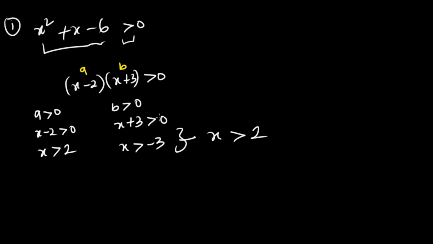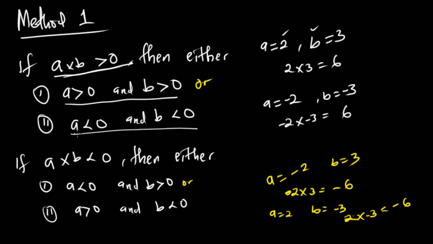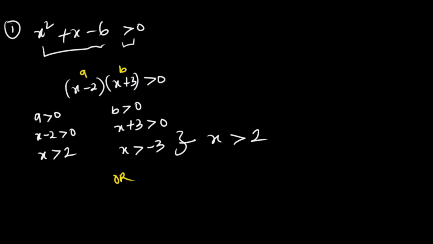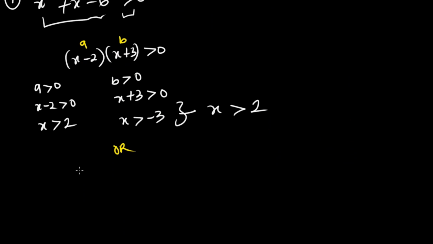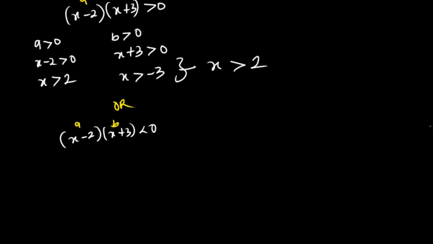The second case we have to test for is this. If I scroll back up, we have to test by substituting less than in a and b. So we are going to have again a multiplied by b less than 0. We have x minus 2, x plus 3 less than 0. Again here we have a, and this is b. Let me scroll this down to have more space to work with. So again we have either a less than 0 and b less than 0.